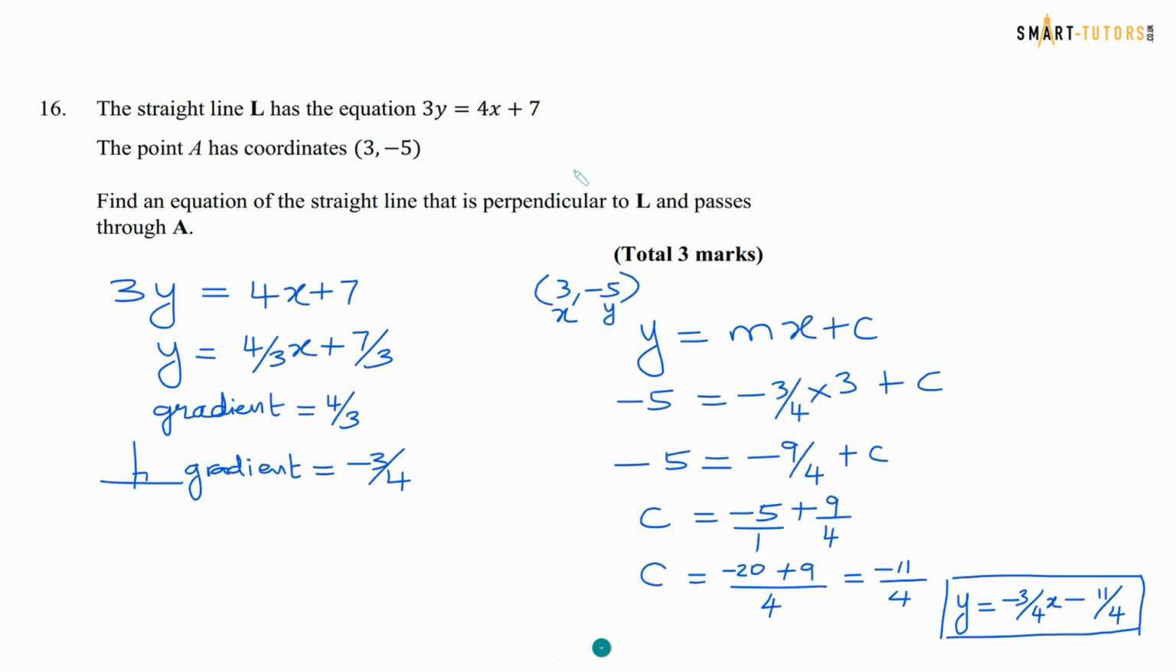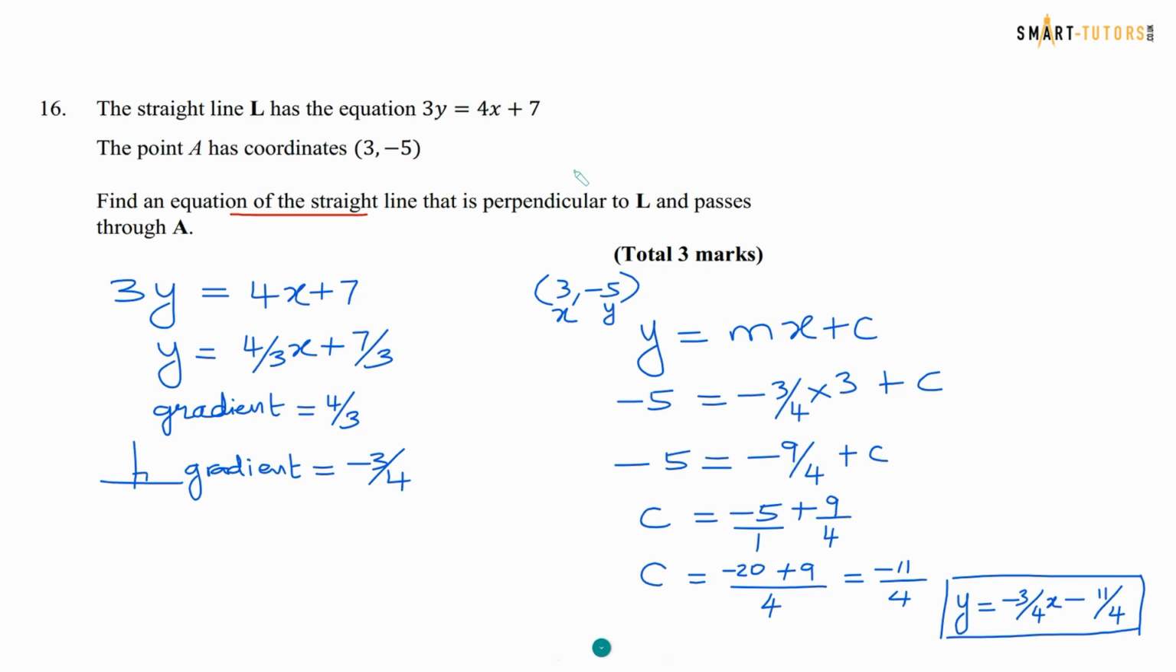Question number 16. The straight line L has the equation 3y equals 4x plus 7. A point is given. They are asking for the equation of the line perpendicular to L. So first of all, find the gradient, which is 4 upon 3. The perpendicular gradient is minus 3 upon 4. Then the point is 3 comma minus 5.